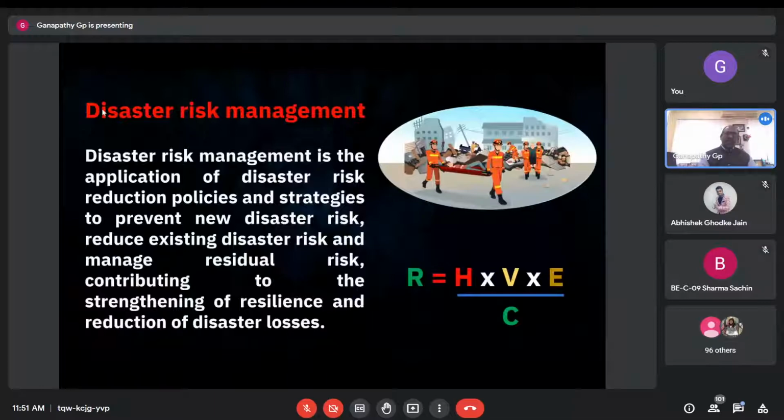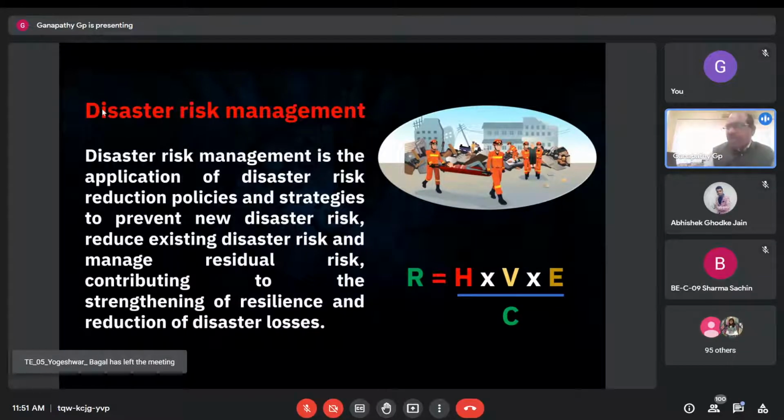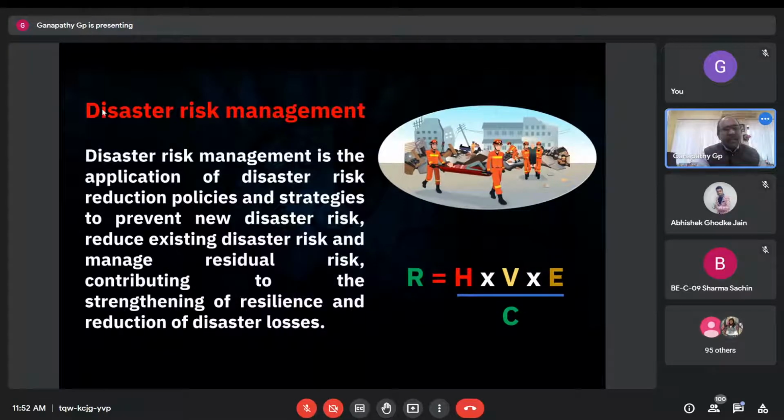So what is disaster risk management? It's the application of disaster risk reduction policies and strategies to prevent new disaster risks. So it is going to stop. If you know how to protect life, then it is going to safeguard the lives of the people, so you are able to manage the risk. That's what we are trying to do here.